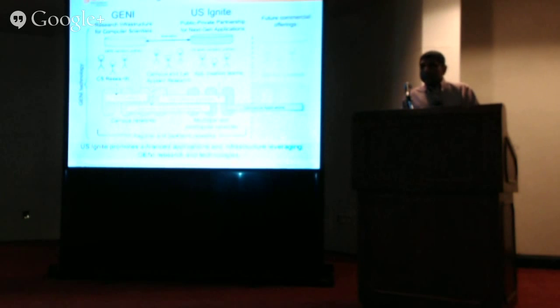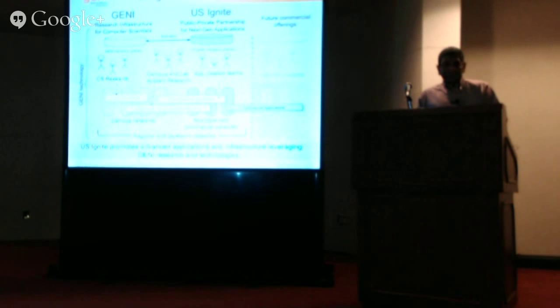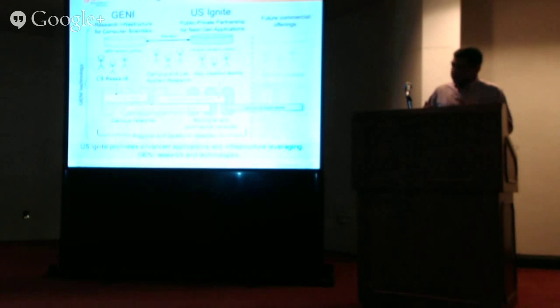You might have heard of US Ignite. This is a large White House-led initiative for broadband and broadband-based applications in communities throughout the country. These are applications meant to help local populations: emergency response applications, educational applications, healthcare delivery related applications. We cooperate with the US Ignite project. GENI researchers can use US Ignite networks and resources and vice versa, and there are actually researchers who take advantage of GENI tools to build US Ignite applications.